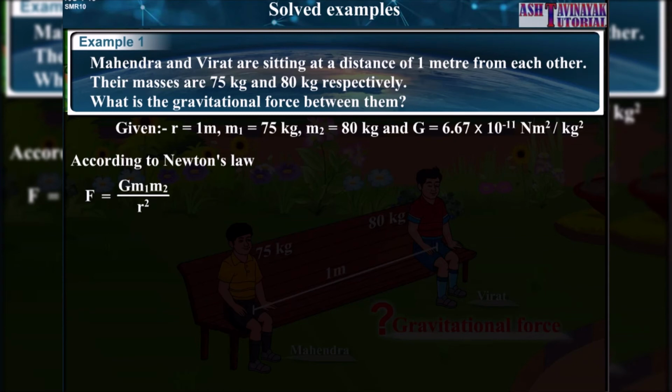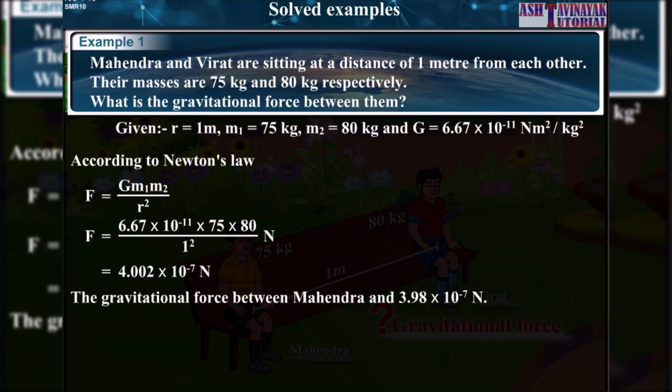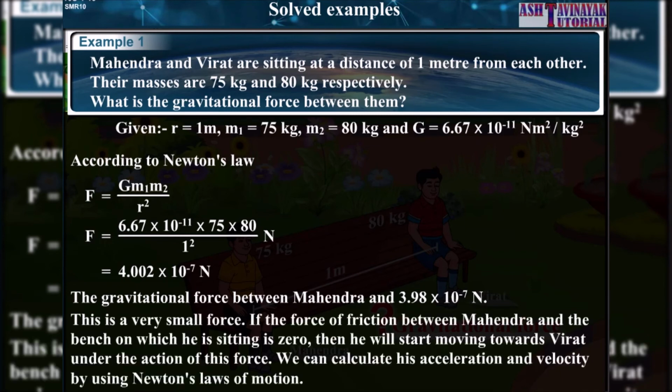Let's substitute the values. F is equal to 6.67 into 10 raised to minus 11 into 75 into 80 upon 1 square Newton, which equals 4.002 into 10 raised to minus 7 Newton. So the gravitational force between Mahendra and Virat is 4.002 into 10 raised to minus 7 Newton. This is a very small force.